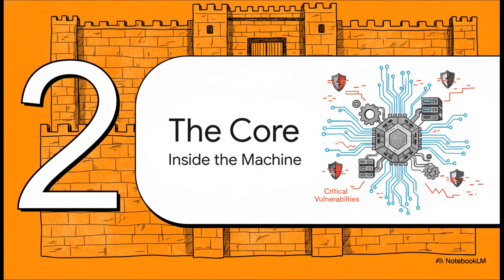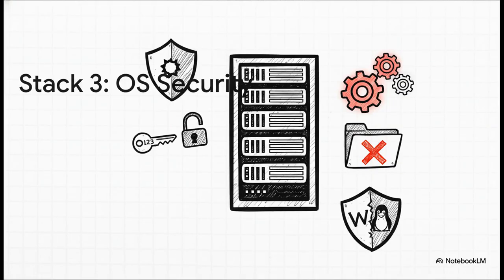Okay, so we've covered the perimeter. Now we move deeper inside the fortress, into the core systems. This is where the real work gets done, and honestly, where some of the most critical vulnerabilities tend to hide. Stack 3 is the operating system, the Windows, Linux, or Mac OS that's powering every single server and computer.